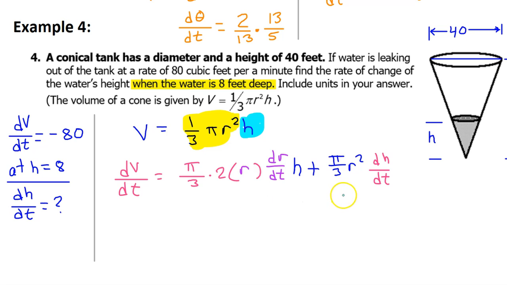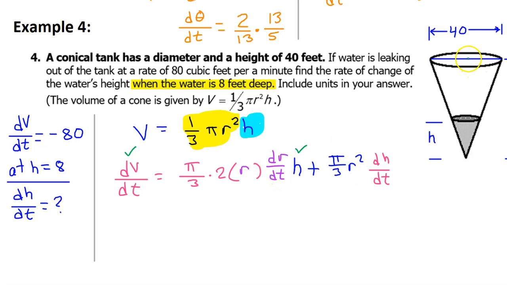Now here's the issue. We are looking for dh/dt. So we need values for all of the other variables. Let's see how many we have. We have dV/dt, which is negative 80. So I'm just going to put a check mark on that. We know that h is equal to 8 at a moment in time. So we have that. But we don't have anything else. We don't have r, and we also don't have dr/dt.